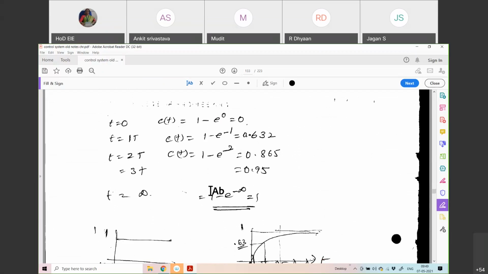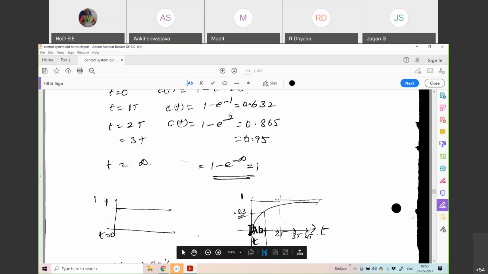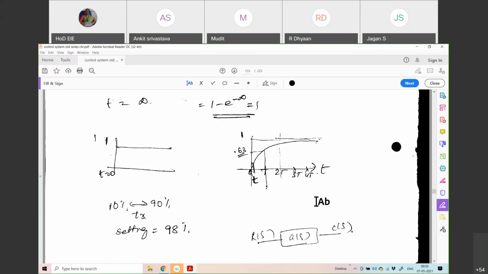So you can see the response of the first order system for the unit step input, putting different values of time: 0, 1t, 2t, etc. You can get this as a response. Okay, so you can see that it is going to the final steady state value. This is the final value 1. The response is trying to reach the final value, and there will be some error. It might not reach the final value at infinity. It might reach.